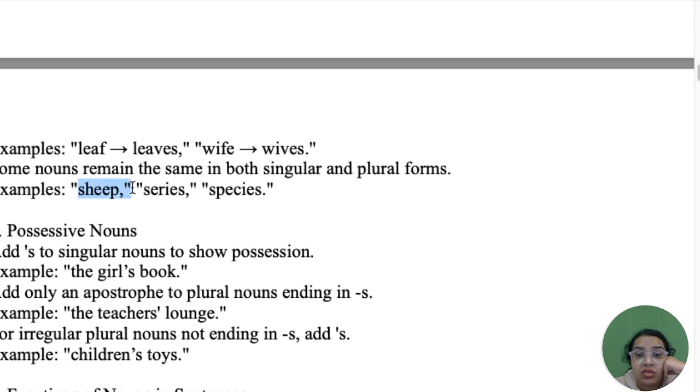Then there are certain words. This is super important. I'll add some more words here. Certain words they have same spelling. They remain same whether you are using them as singular or plural. Sheep. There is no such word as sheeps. Okay. Series, species. Deer is deer. Okay. There are some words I'll write down.